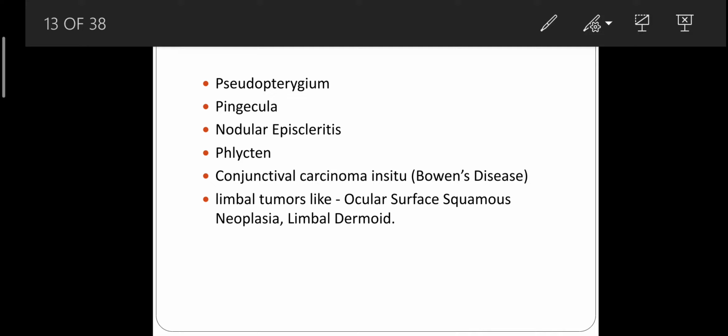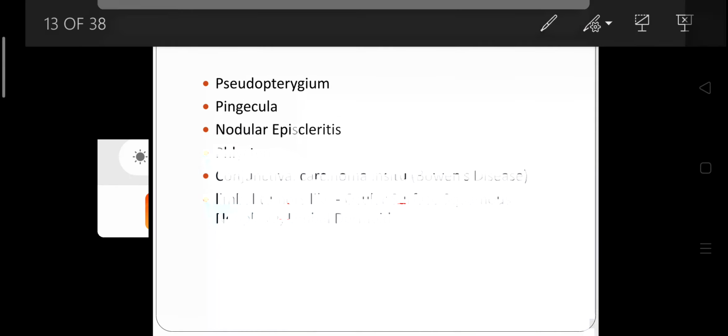So coming to the differential diagnosis, the most common differential diagnoses are pseudopterygium, then pinguecula, then nodular episcleritis and phlycten, then conjunctival carcinoma in situ, not a full-blown carcinoma, and limbal tumors like benign limbal dermoid, or ocular surface squamous neoplasia. You just need to remember all these differential diagnoses, but the most important one from which pterygium has to be differentiated is pseudopterygium. So what are the differentiating features?